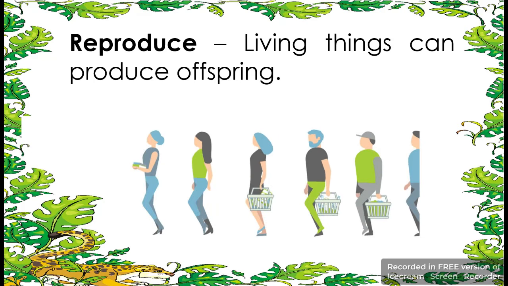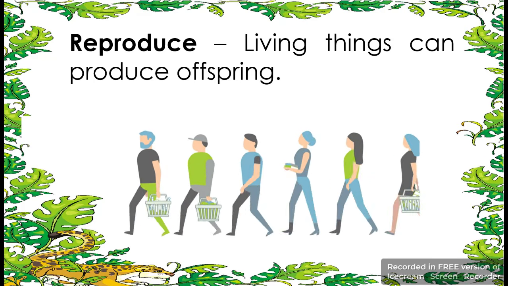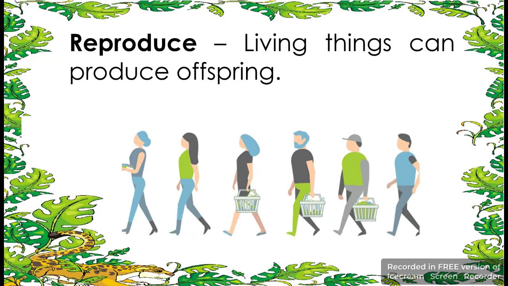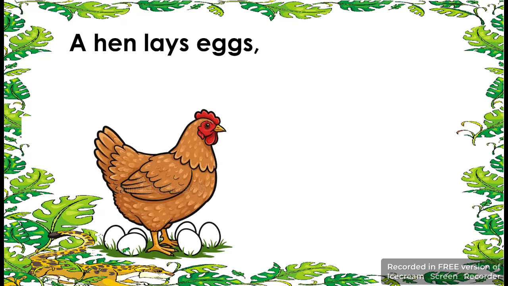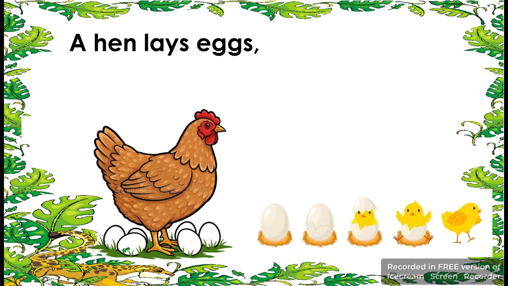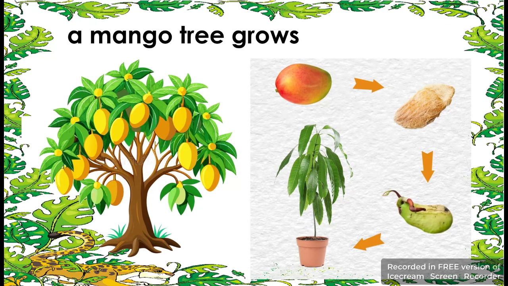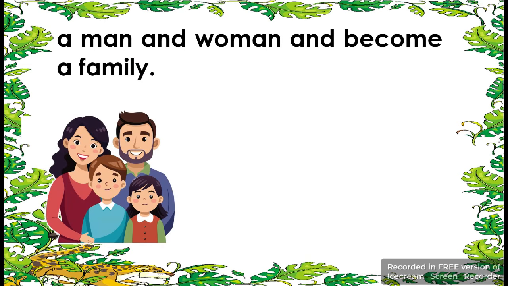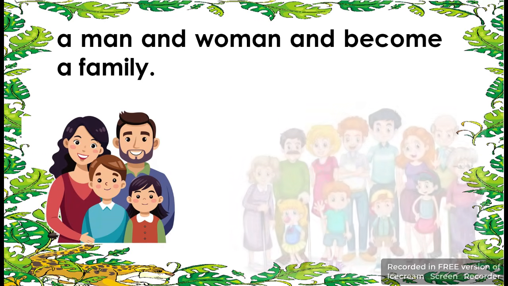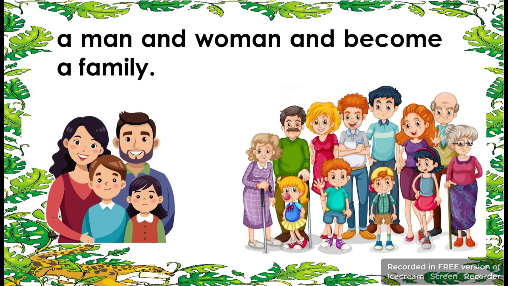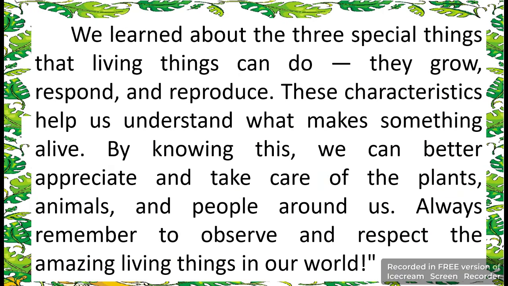For the last characteristic, it's to reproduce. Living things can produce offspring, like a hen lays eggs. Eggs become chicks. A mango tree grows and produces fruits, which have seeds, and go back to plants. A man and a woman become a family because of reproduction.